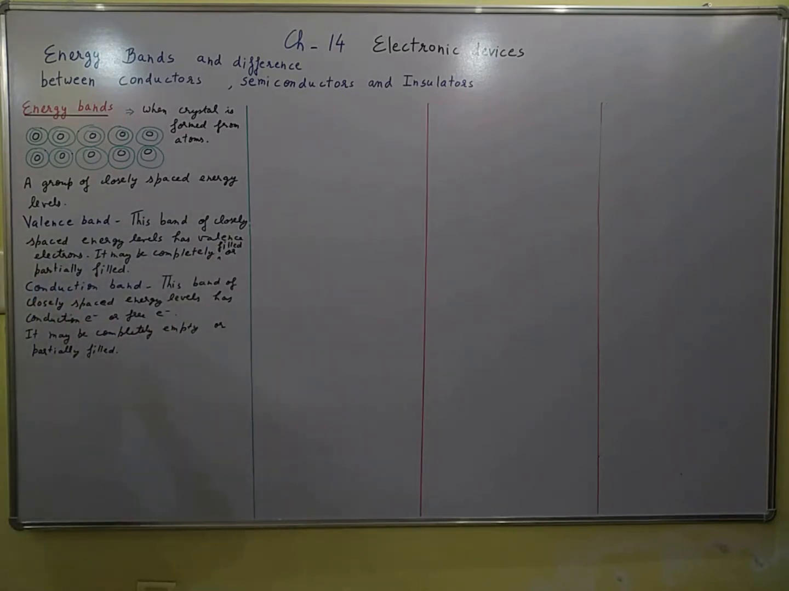Then there is an energy gap between the two, or you can say there may be an energy gap between the two. In case of conductors there may be overlapping, but in semiconductors and insulators there is an energy gap. So there is another term which I am just defining here, energy gap.